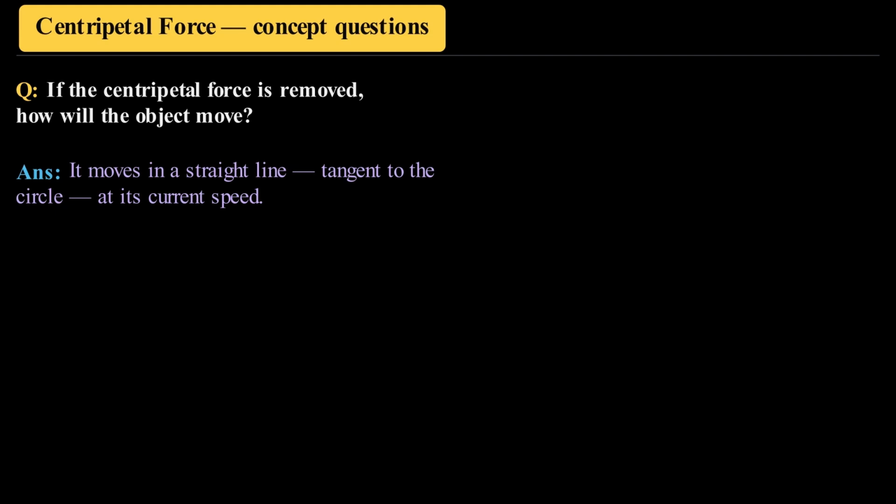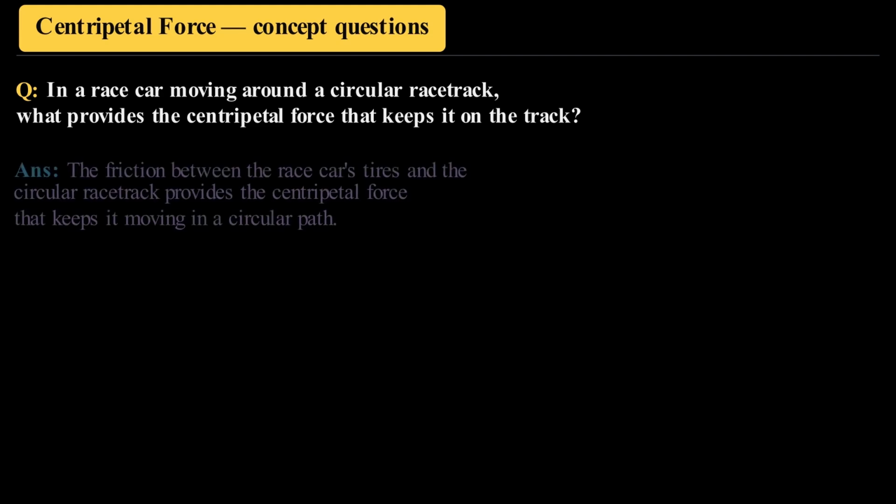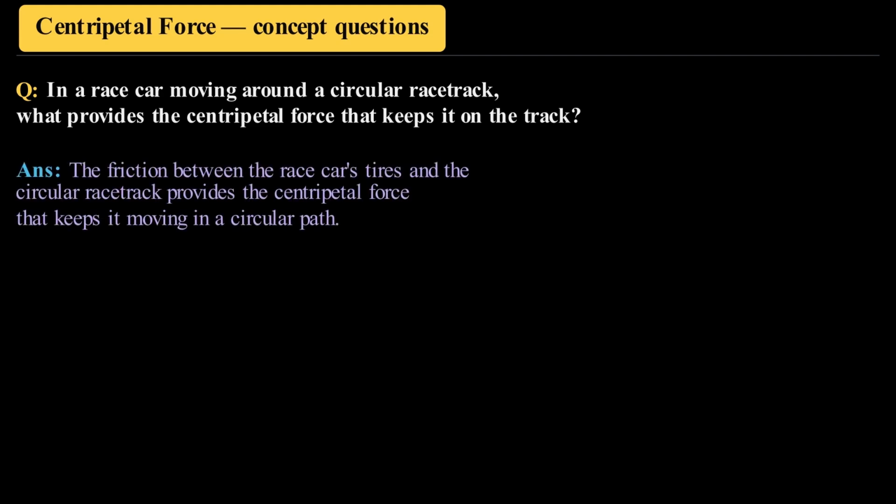We have this question, which you might see a lot of questions like that in the exam. It says, in a race car moving around a circular racetrack, what provides the centripetal force that keeps it on the track? Remember, we studied that in the notes that I gave you. And the answer is, the friction between the race car's tires and the circular racetrack provides the centripetal force that keeps it moving in a circular path.